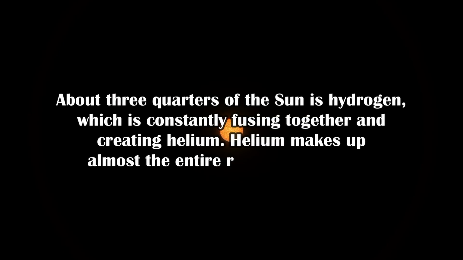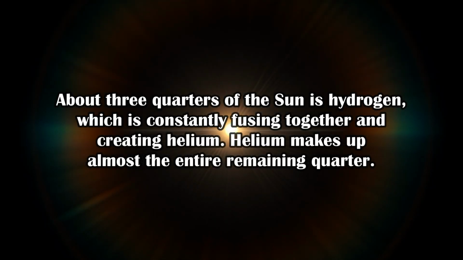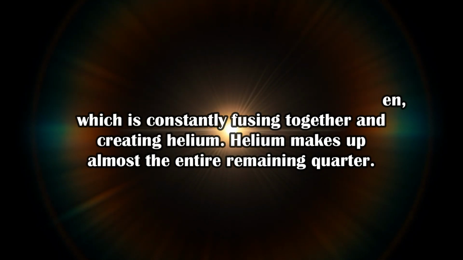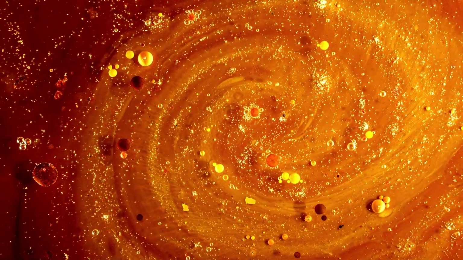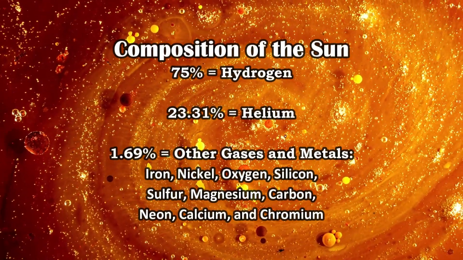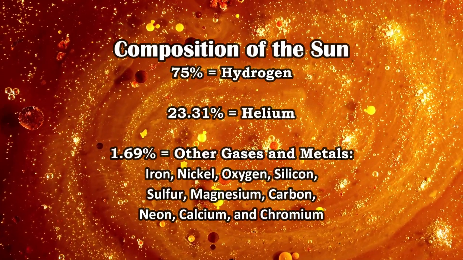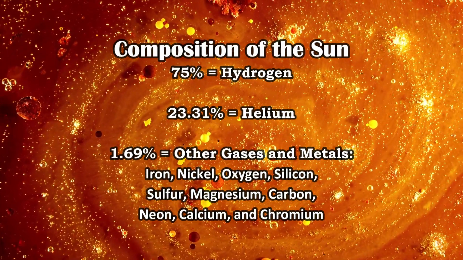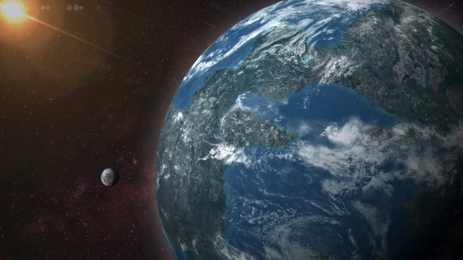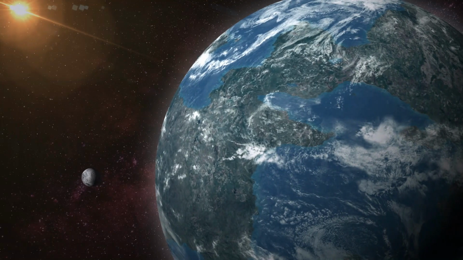About 3/4 of the sun is hydrogen, which is constantly fusing together and creating helium. Helium makes up almost the entire remaining quarter. However, about 1.69% of the sun's mass is made up of other gases and metals, such as iron, nickel, oxygen, silicon, sulfur, magnesium, carbon, neon, calcium, and chromium. Although this 1.69% may seem insignificant, this mass is still over 5,000 times the mass of the Earth.